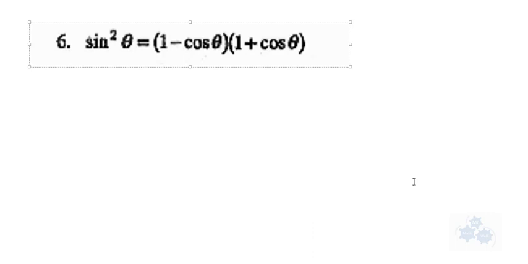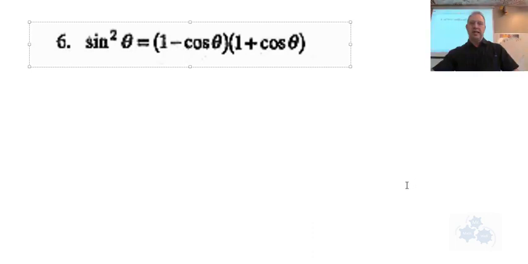Okay. All right, so here's number 6. And again, similar sort of question, right? Very, very similar. We look at the left side here. That's part of an identity. We could change that around to 1 minus cos squared. But there's an operation here. So let's do this multiplication. Let's see what happens when we do that.